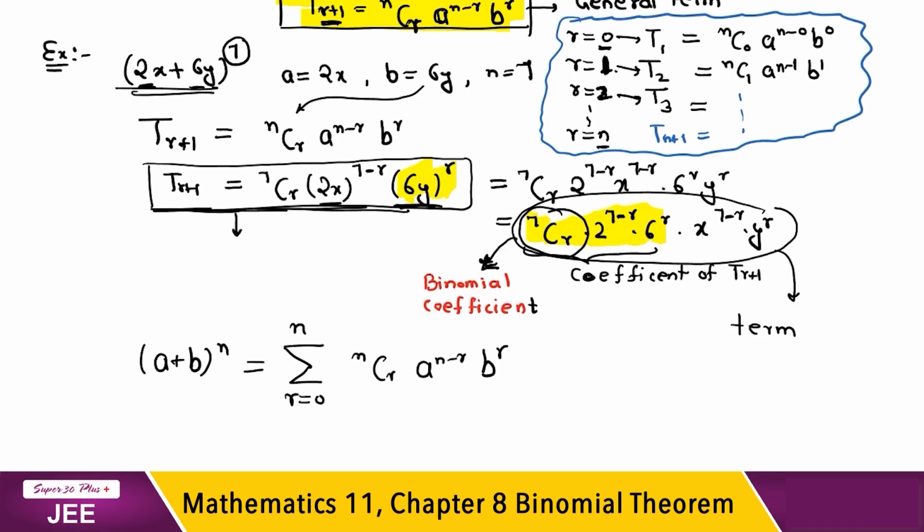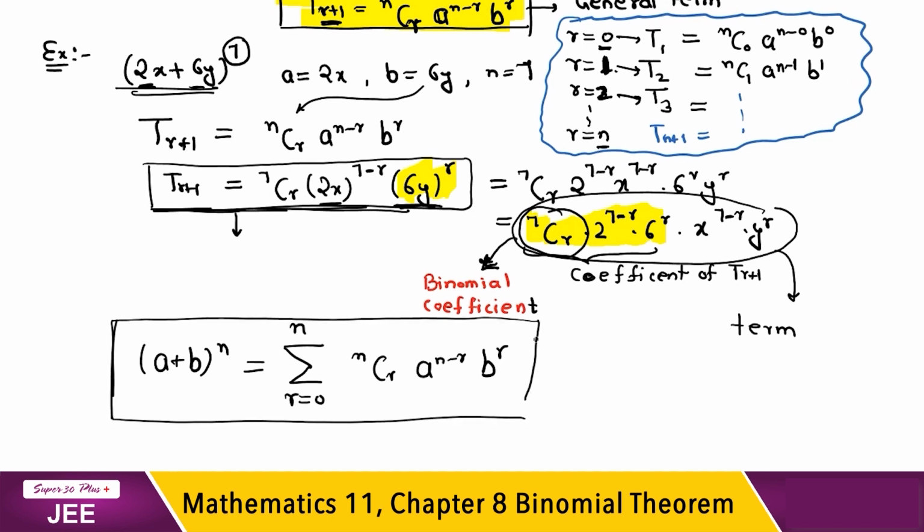Alright, so you should understand that in concise form, we can write the entire binomial expansion, or express the entire binomial theorem, by this particular box, which says (a + b) raised to the power n equals sigma. This symbol stands for sigma and it means summation.